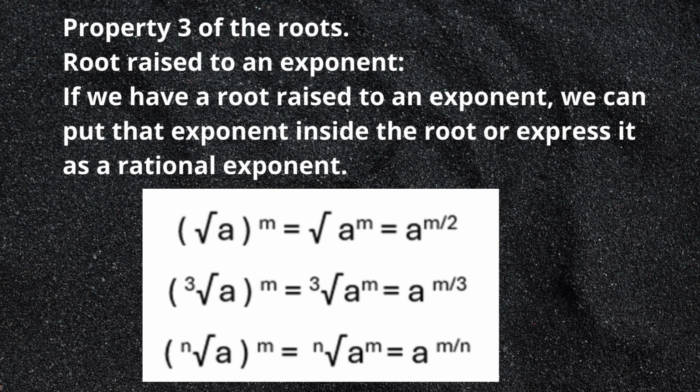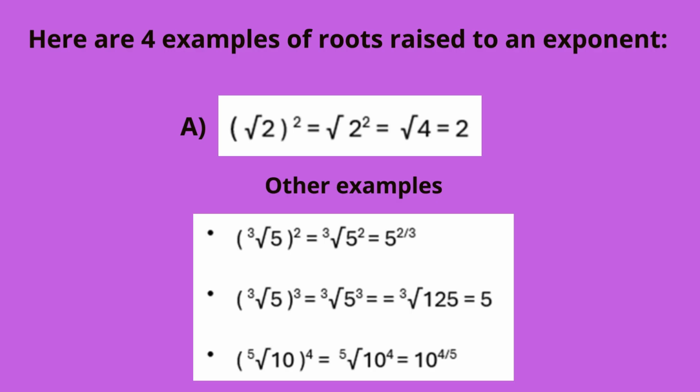Property 3 of roots. Root raised to an exponent. If we have a root raised to an exponent, we can put that exponent inside the root or express it as a rational exponent. Here are 4 examples of roots raised to an exponent. In example A, the root of 2 is squared, the radical 2 is squared, it turns out 4, and in the end the root of 4 is equal to 2.